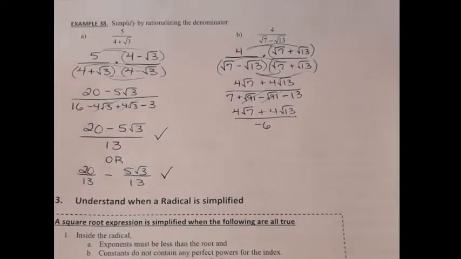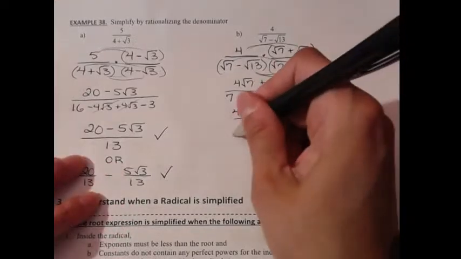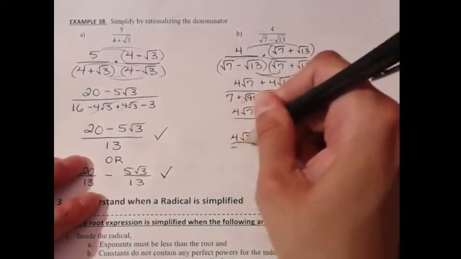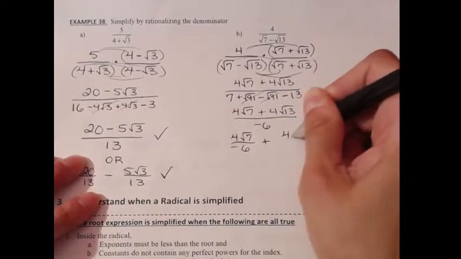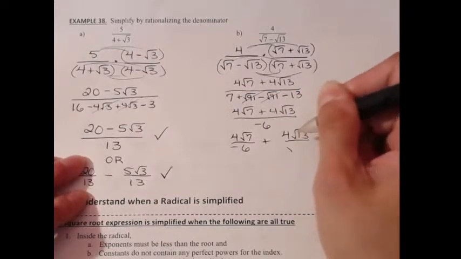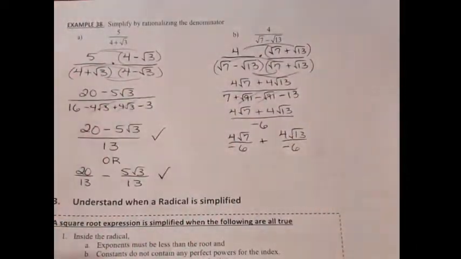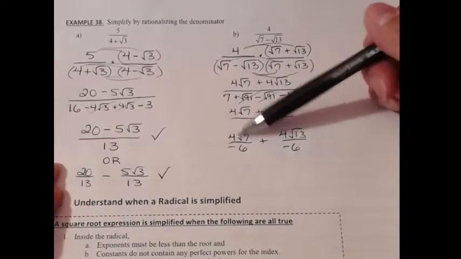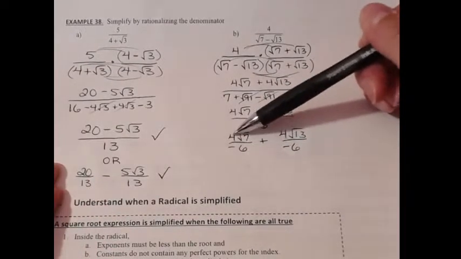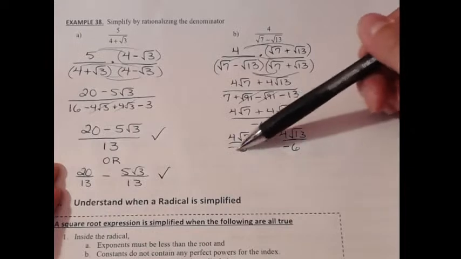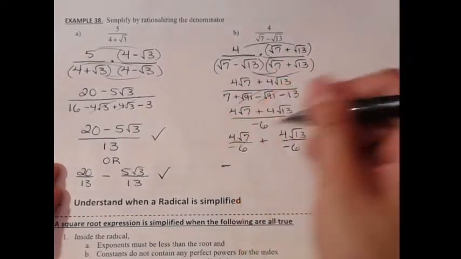Interesting that the very next example proves to us that we're going to have to split these up into two fractions. So I have 4 square roots of 7 over negative 6 plus 4 square roots of 13 over negative 6. Give me 1 second. Let me fix this. Do you see what I see? I can reduce numerator for denominator. This negative I'm going to move in front.